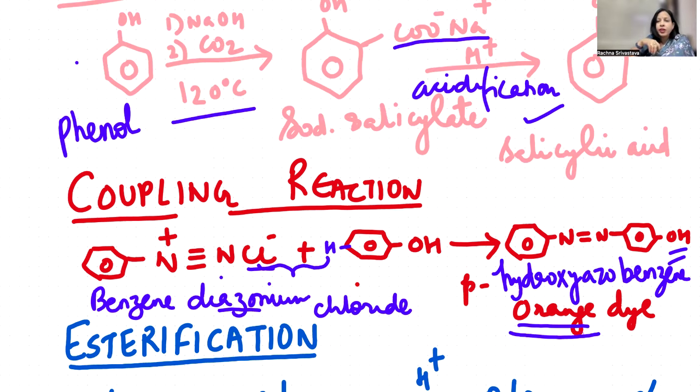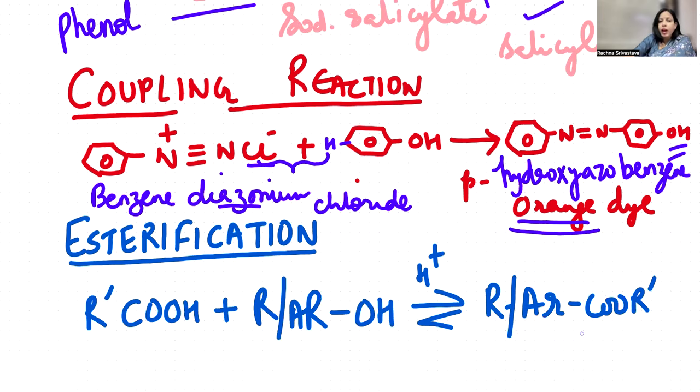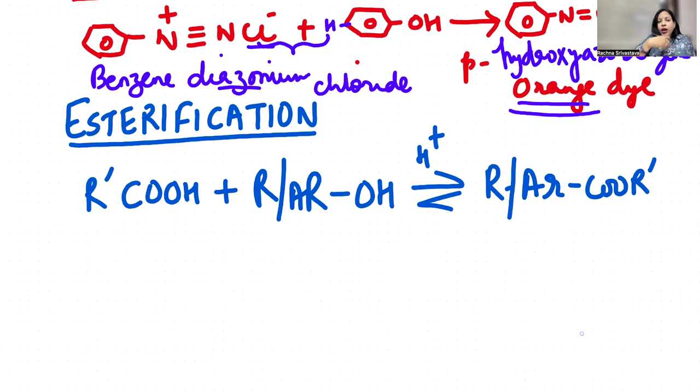So these are the three main reactions for phenol: Reimer-Tiemann reaction, Kolbe's reaction, and your coupling reaction, which you need to remember. So please revise it. Then comes alcohol, because phenol is an aromatic alcohol. If I take aliphatic alcohol, it will be your ethanol, which is in our syllabus.